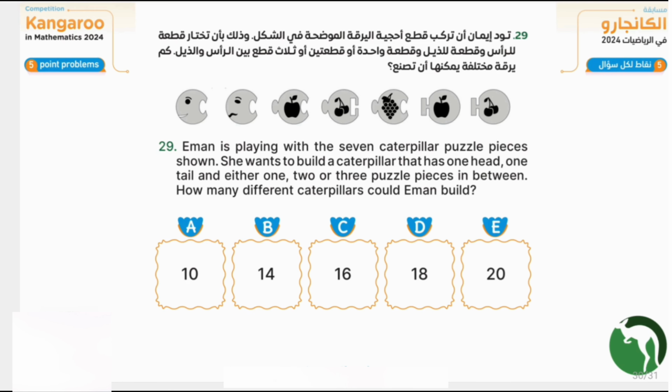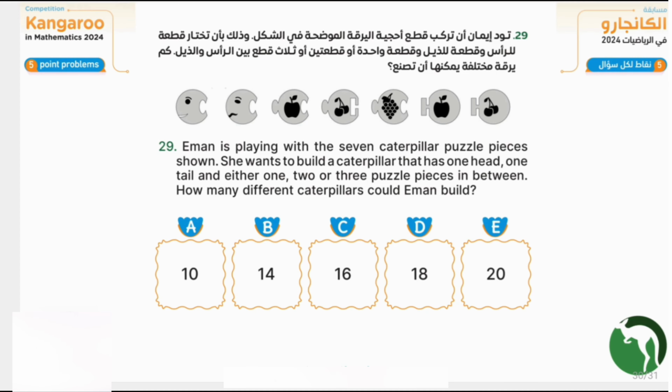Okay, now in question number 29, Iman is playing with the 7 caterpillar puzzle pieces shown. She wants to build a caterpillar that has one head, one tail, and either 1, 2, or 3 puzzle pieces in between. How many different caterpillars could Iman build?